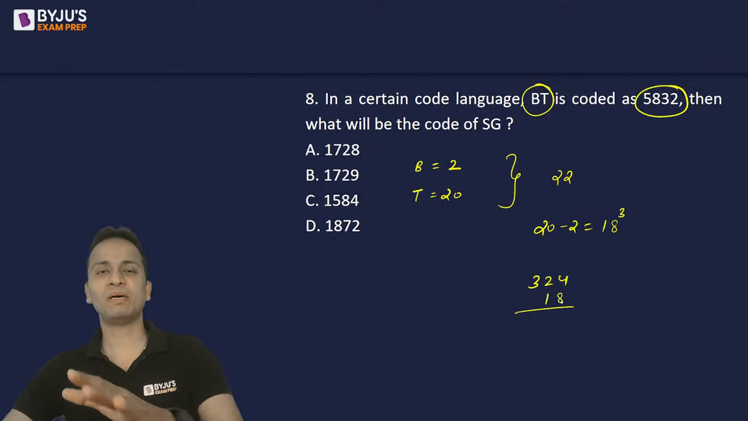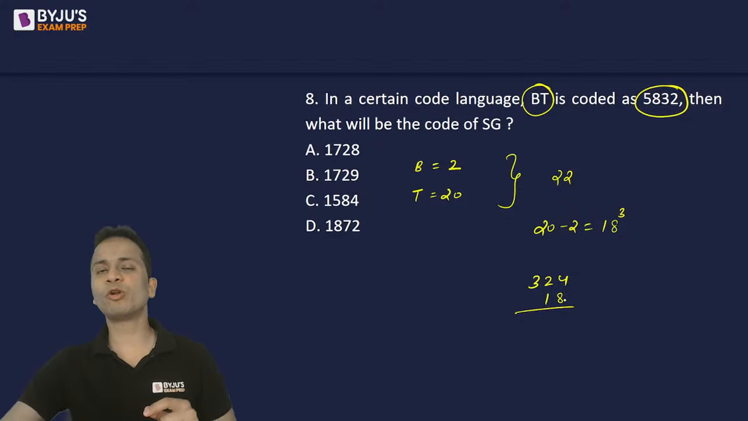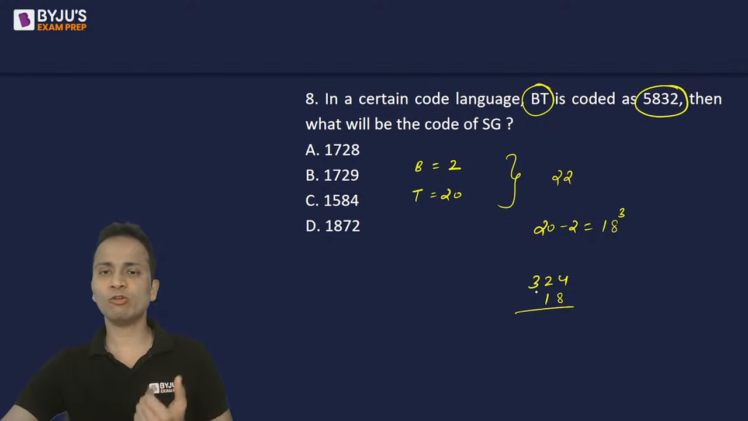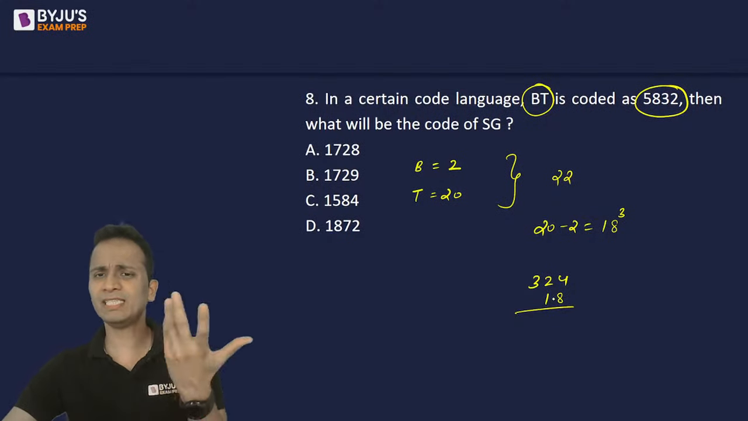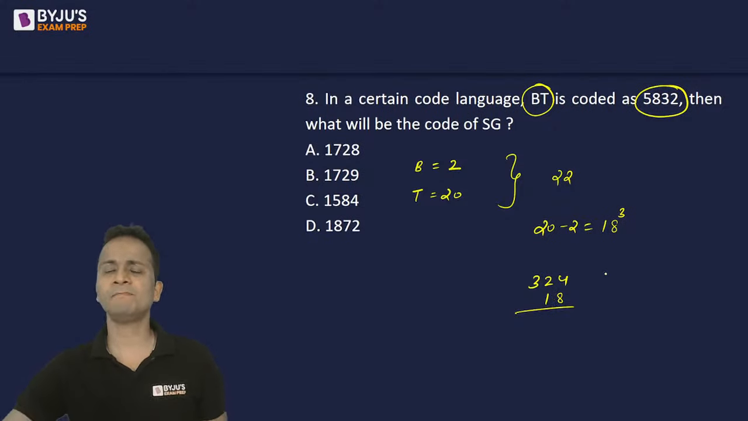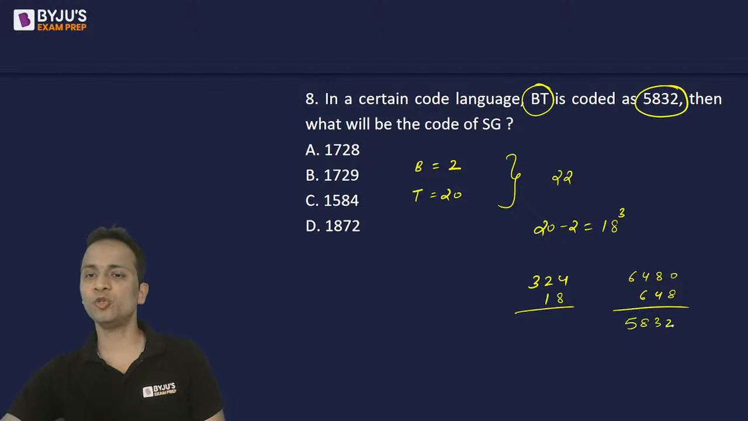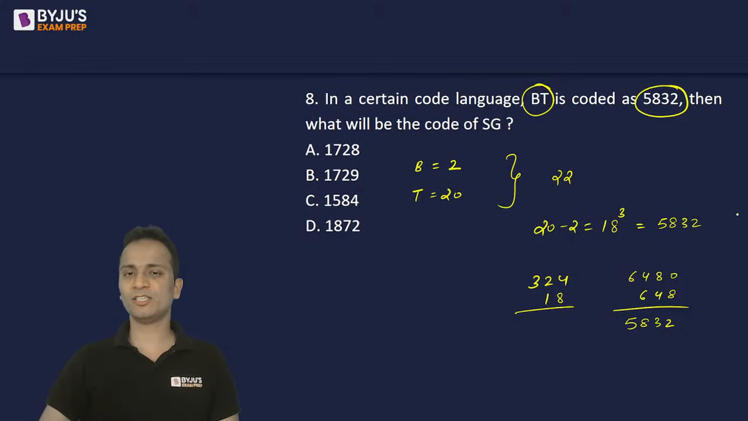I do remember, but I think most of you would remember the squares or cubes up to 15. Okay, so we'll check it out. 324 multiplied by 18. Let's multiply by 18. Or what is an easier way? Multiply by 20, then multiply by 2 and subtract. So to multiply by 18, 6480 minus 648. Okay, and I am getting it as 5832. So 18 cube is 5832. All right, so this is the relation that we were looking for.